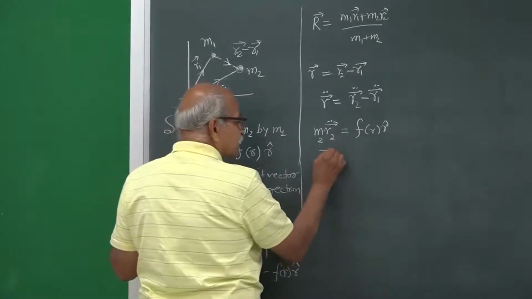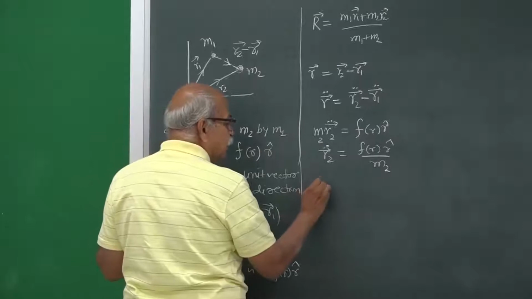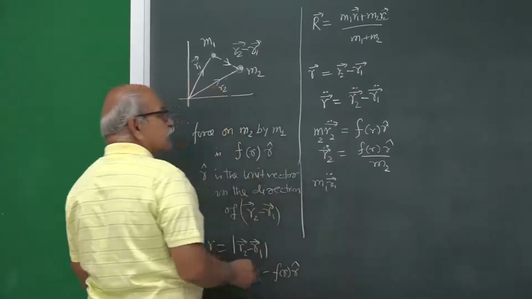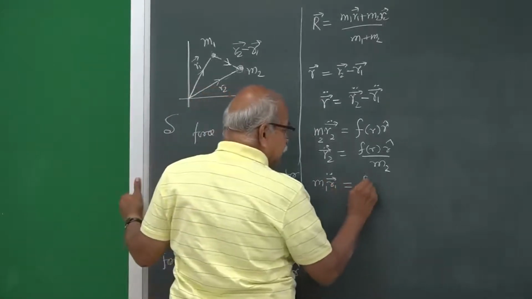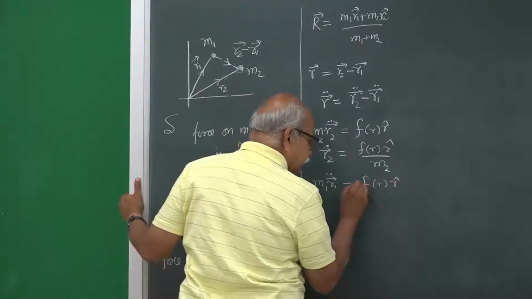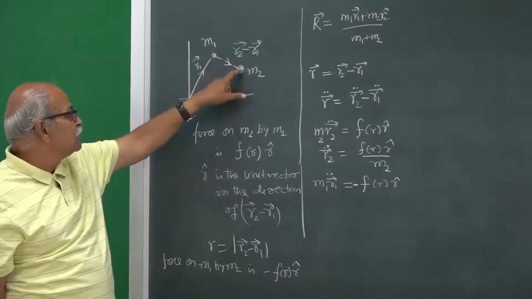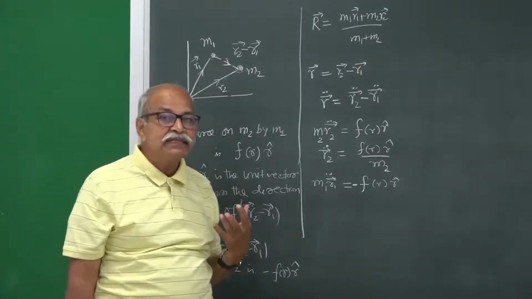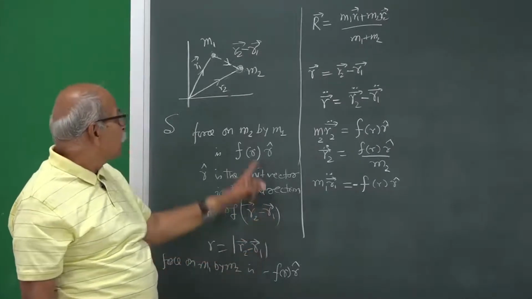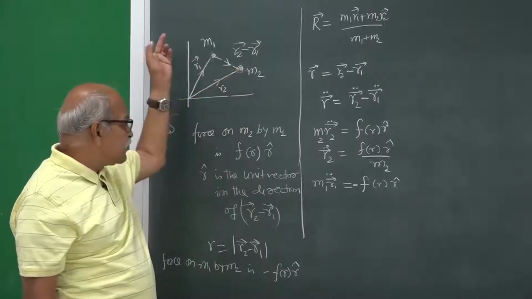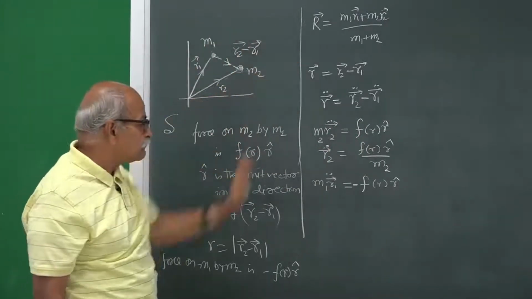So, r2 double dot is Fr r cap divided by m2, and similarly m1 r1 double dot, the acceleration of the first particle as seen from the inertial frame multiplied by mass, should be Fr r cap with a minus sign, Newton's third law. Force on m2 because of m1 and force on m1 because of m2 are equal in magnitude and opposite in direction. Our r cap vector is already defined as the unit vector in the direction of r2 minus r1. So, on m2 it is r cap and on m1 it is minus r cap. Of course, this Fr can be positive or negative, depending on whether it is attractive or repulsive.